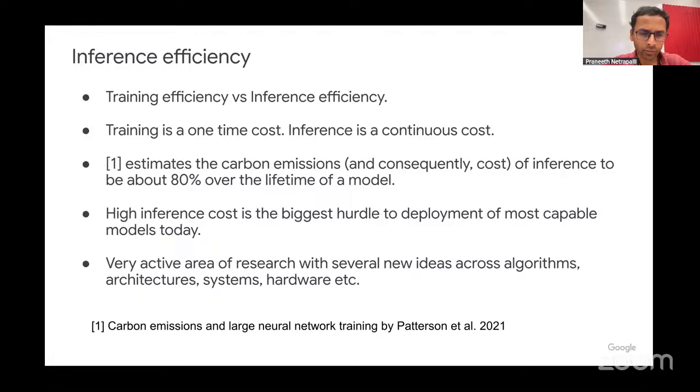High inference cost is one of the biggest hurdles to deployment of some of the most capable models, including reasoning models like O1 and O3, which generate lots and lots of tokens. So improving inference efficiency is a very active area of research, and there are ideas across several domains, including algorithms, architectures, systems, hardware, and so on.